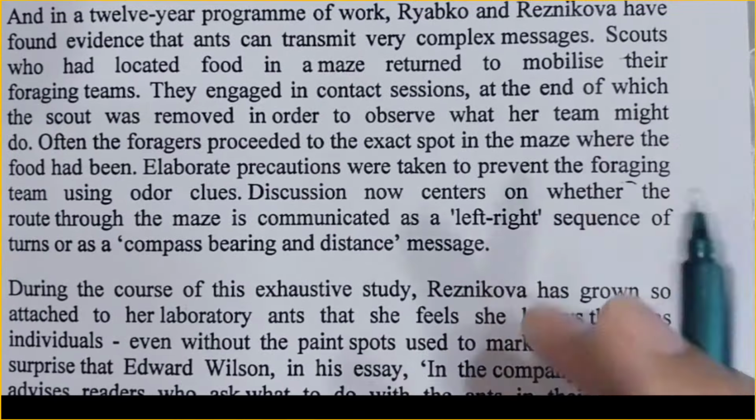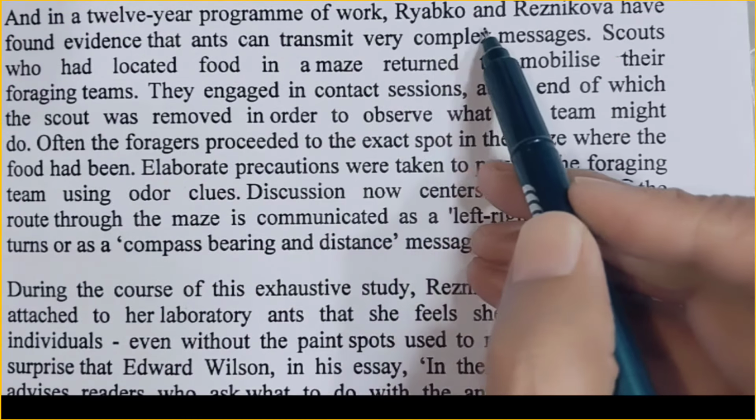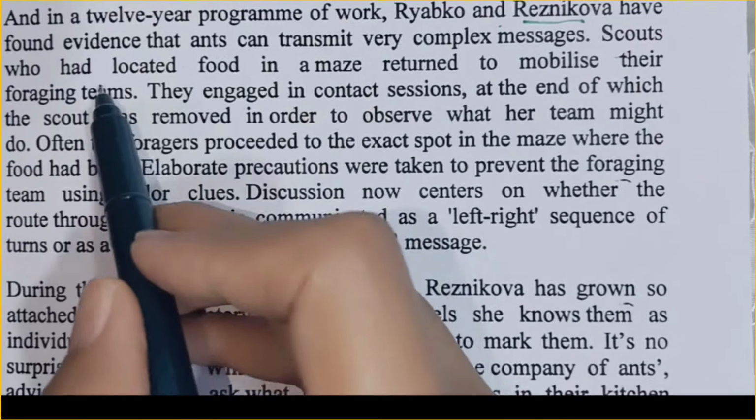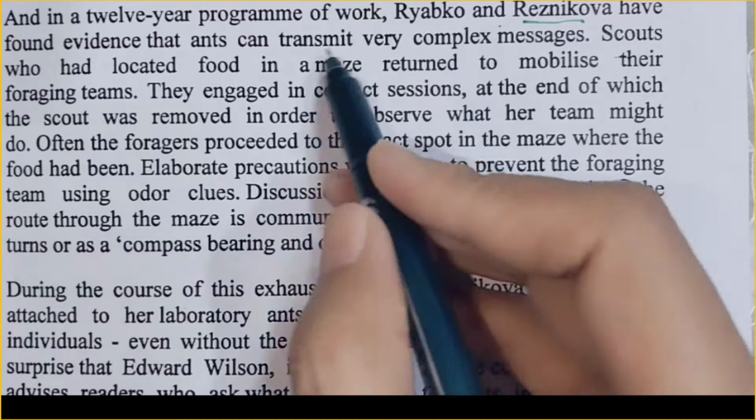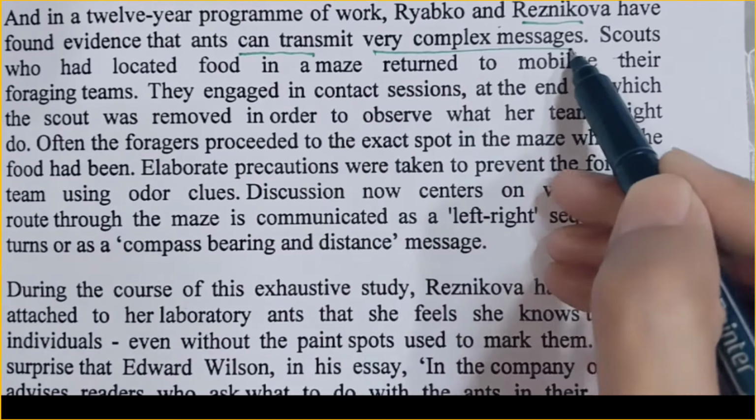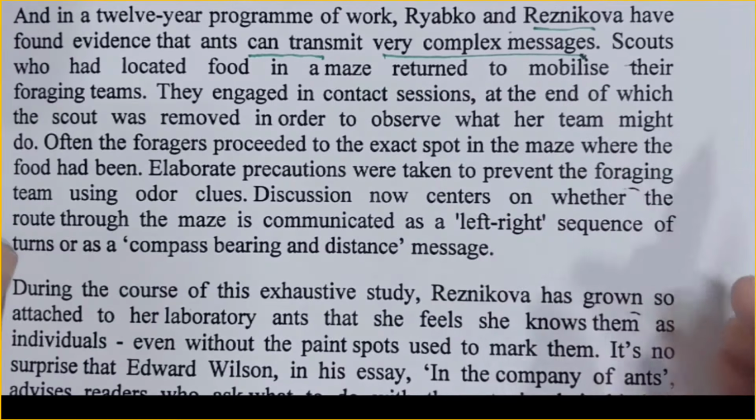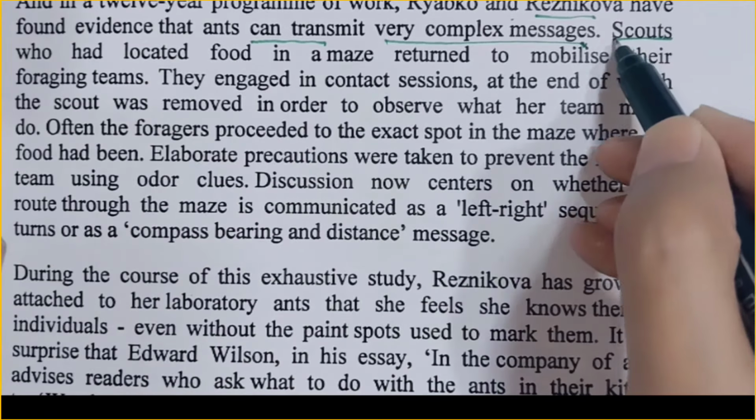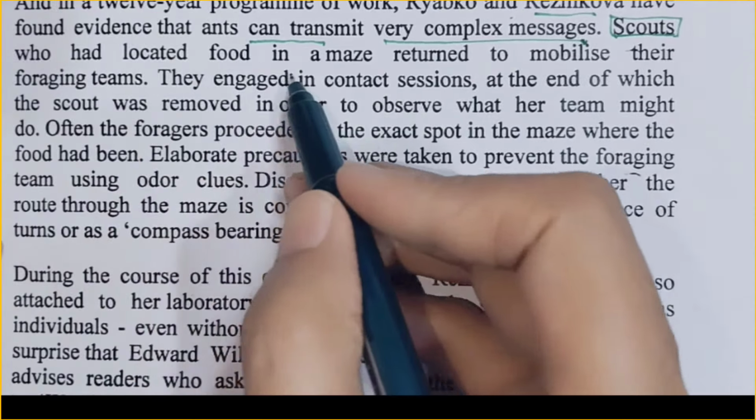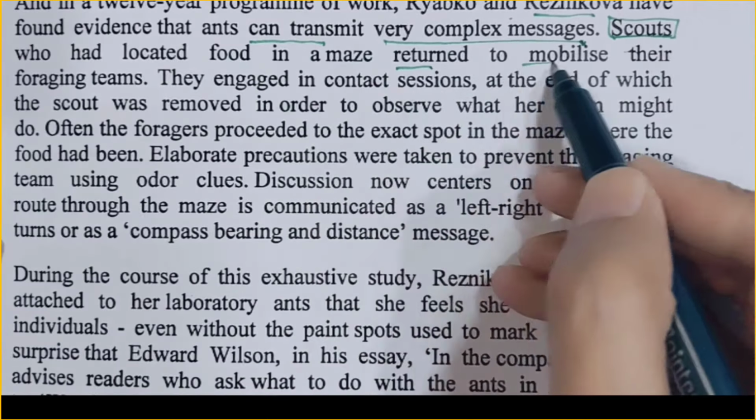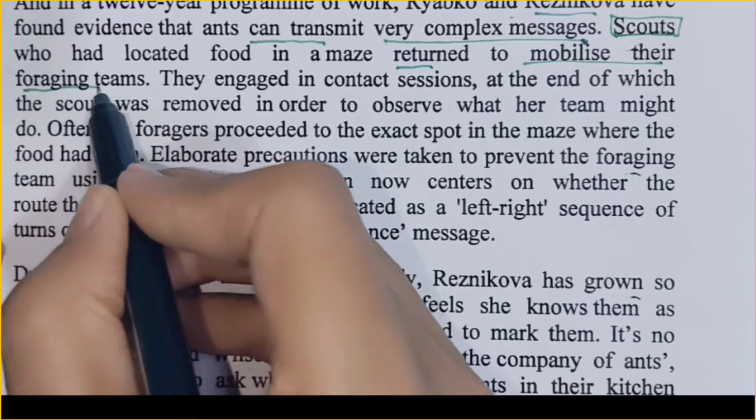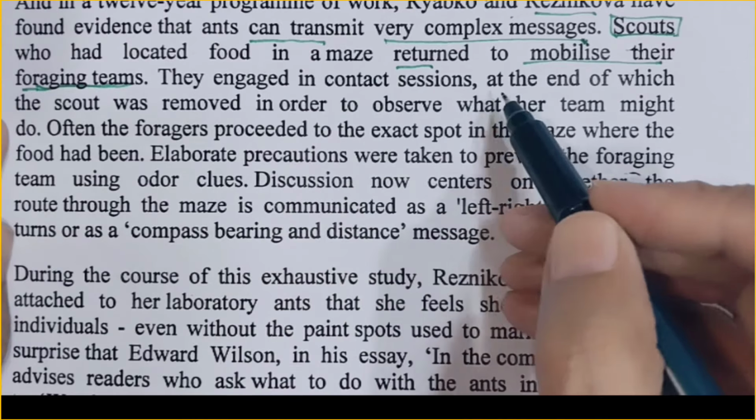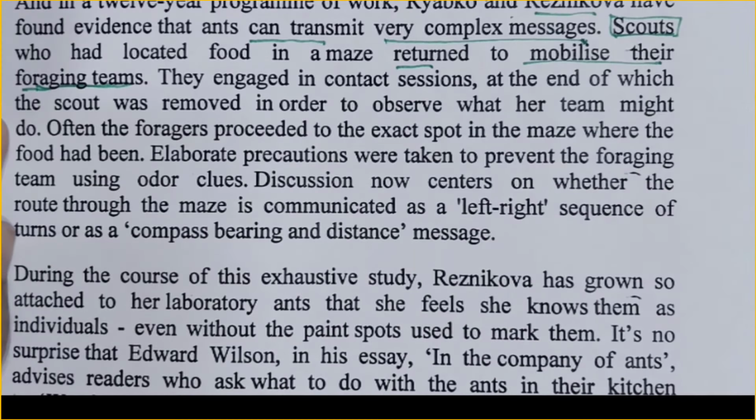Okay. And in a 12-year program of work, Rebko and Renzinkova have found evidence that ants can transmit very complex messages. Scouts, a group of ants who had located food in a maze, returned to mobilize their foraging teams.